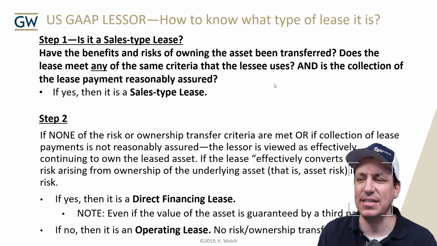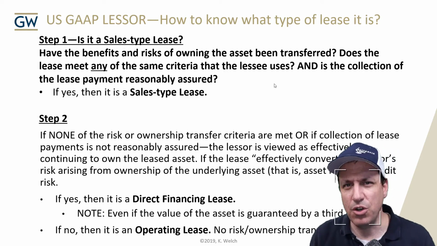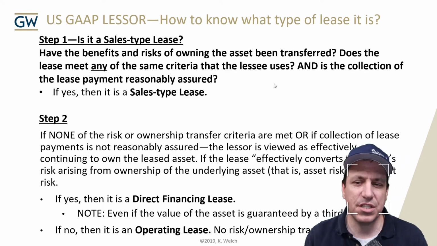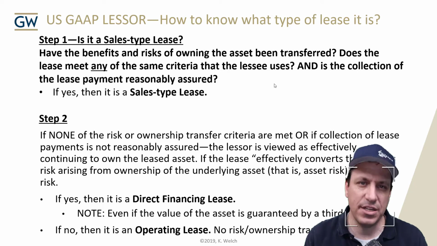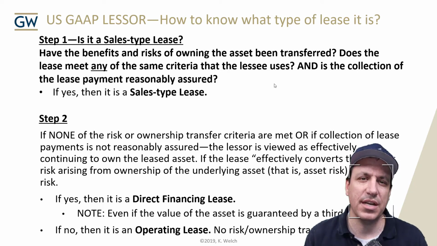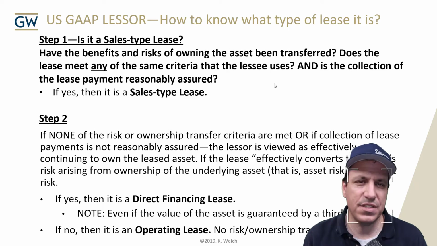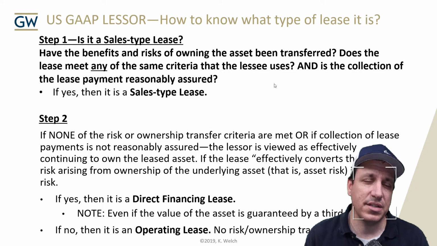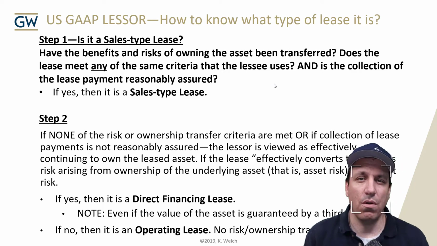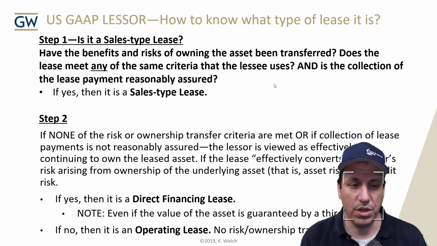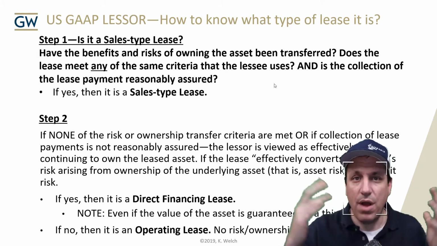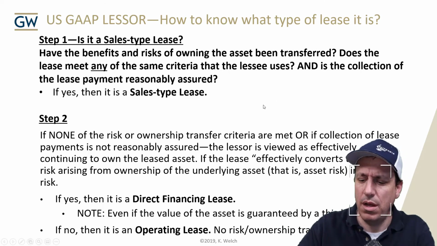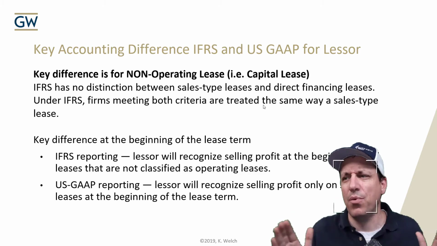Even if the value of the asset, this is important and a nuanced item here, even if the asset is guaranteed by a third party, it's still going to be a direct financing lease, because the person entering into it is entering into it because of the financing that you're selling. Even if it's guaranteed by a third party, you would still call it a direct financing lease. So it's a direct financing lease when there's some concern about whether or not the lessee is going to pay us back. If no to both those things, then it's an operating lease. So key difference for non-operating leases, i.e.